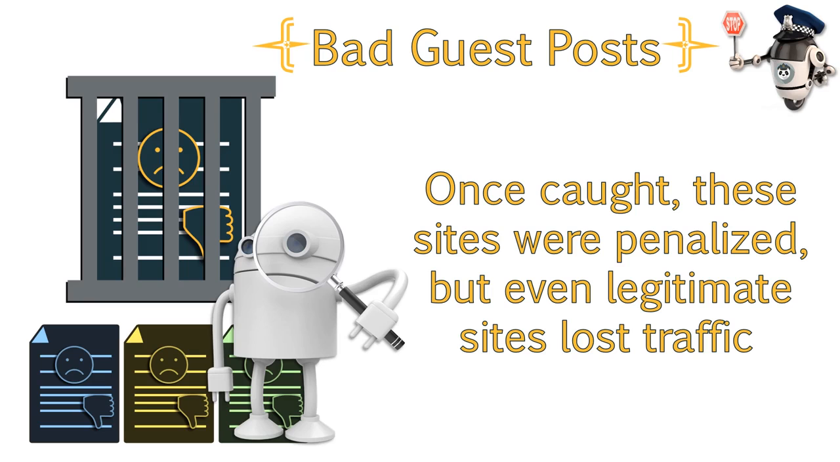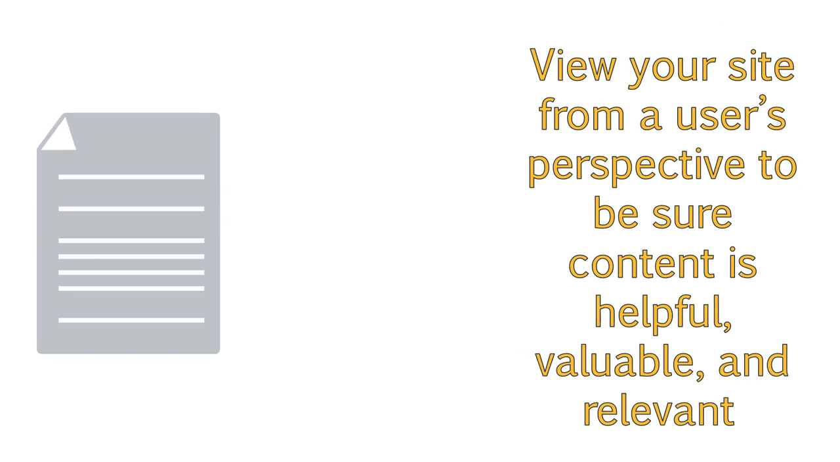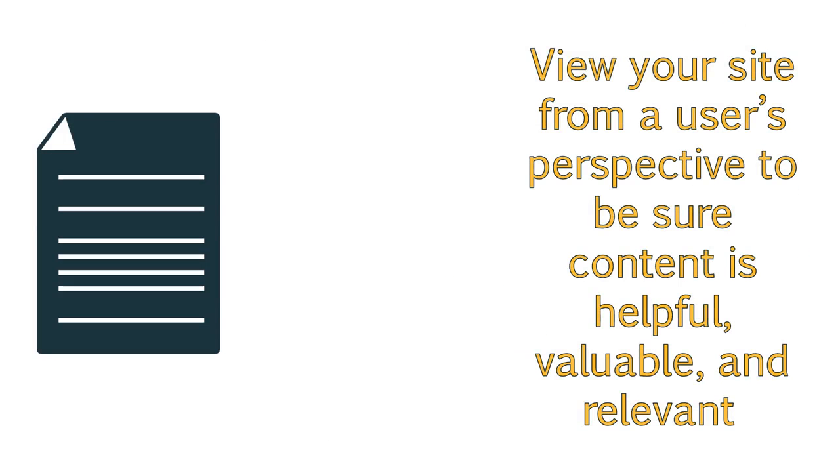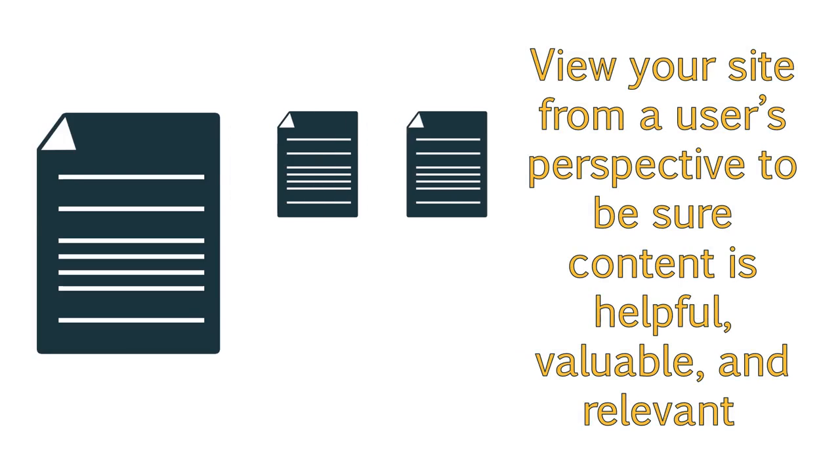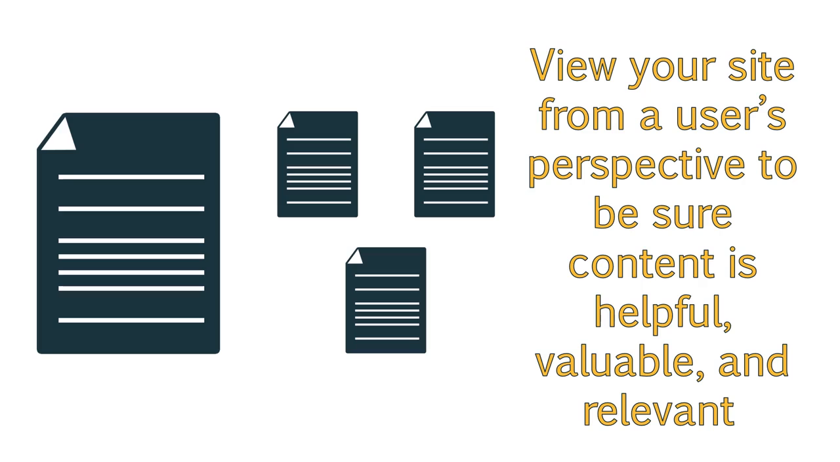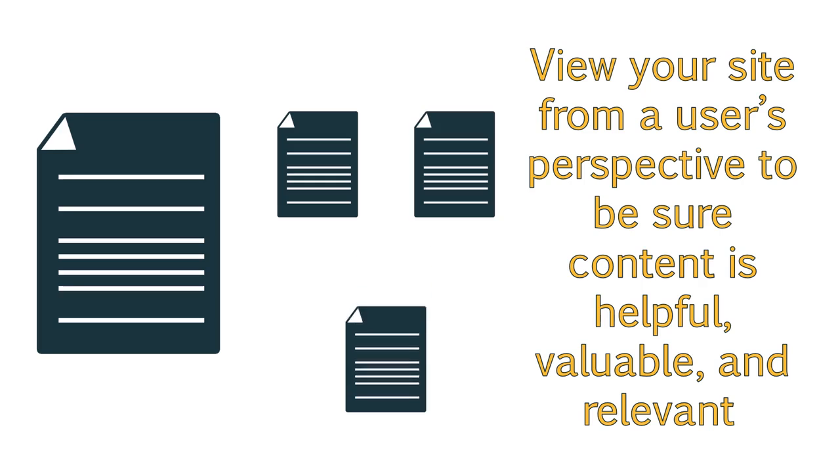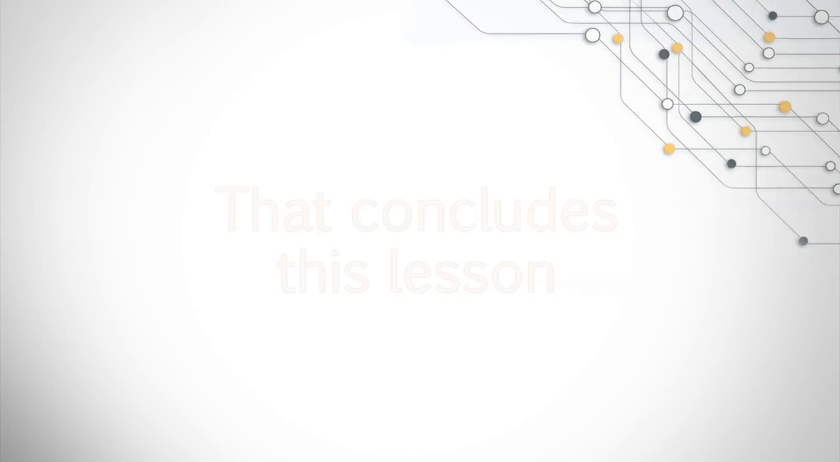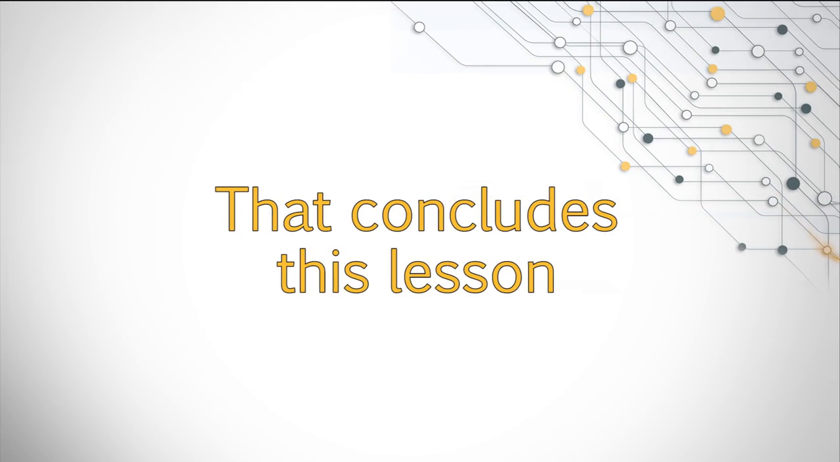Basically, to avoid being penalized by Panda, view your site as a user would view it. Look at what information is helpful and valuable to them, and what might be unnecessary information that would be better served elsewhere, or just removed entirely. Always ask yourself how your site can differentiate itself from other sites and add value. That completes the video portion of this lesson.